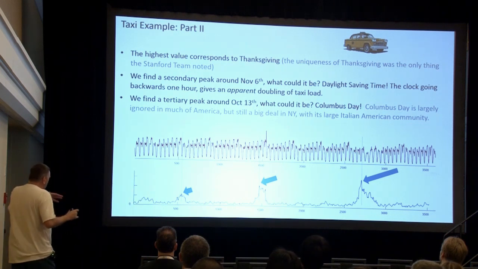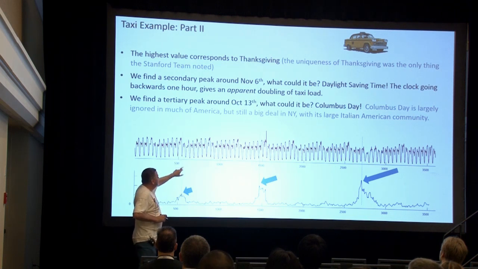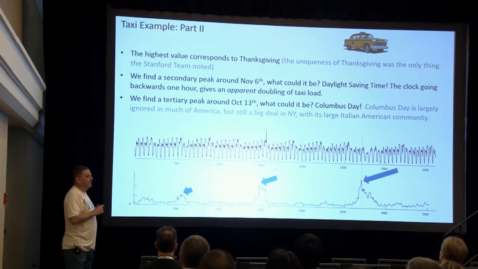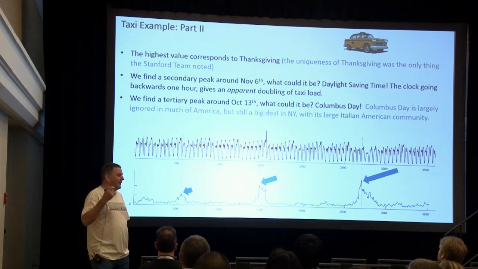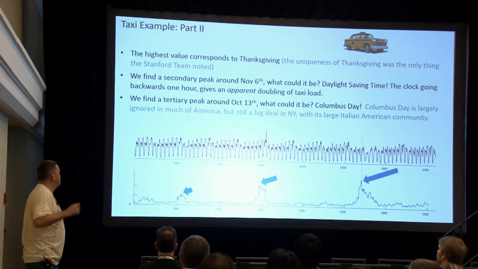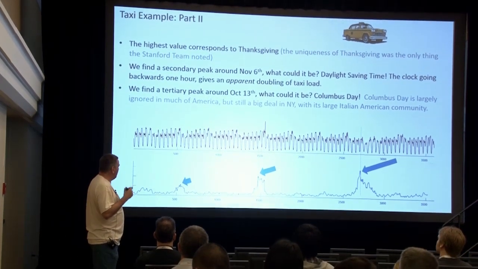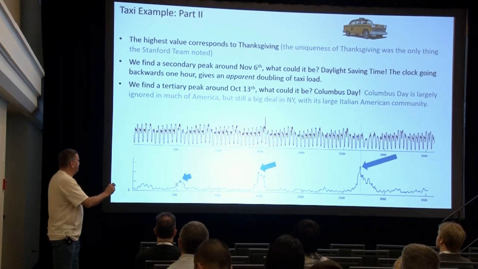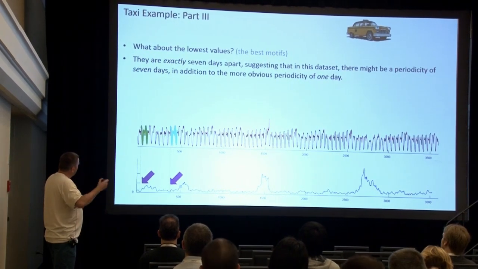And then finally, there's another much more subtle, but nevertheless some anomaly here. What could that possibly be? It actually corresponds to Columbus Day, which in most of America is inconsequential, but New York has lots of Italians. Columbus Day is a big deal socially in New York. Okay, so that's actually kind of interesting. We're able to use this profile to find structure in this data set.